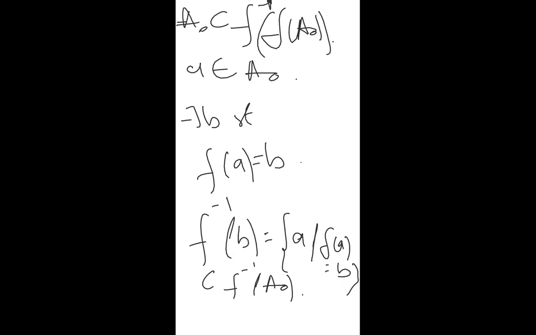Wait, B. Let me rewrite this. B is in F of A sub zero, and this would be in F negative one of F of A sub zero. And since we know that A is in this subset because it satisfies the requirement to be in the subset, we know that it is in this set, and thus A sub zero is a subset of this set.